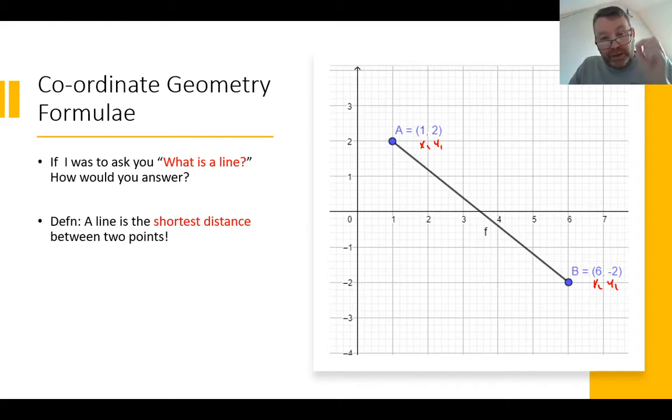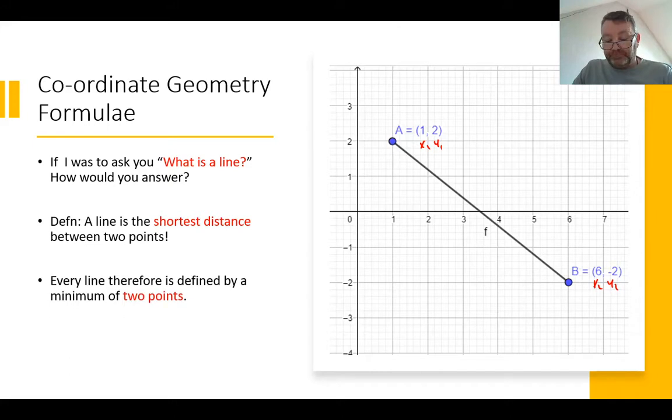Okay, so a line is the shortest distance between 2 points. Every line, therefore, is defined by a minimum of 2 points. You can't define a line by 1 point. Think about that. Because if I gave you a point and said draw a line through that, you could draw an infinite number of lines. But to define one line, you'd have to have that point plus another, which would then not only give you the line segment, but it would also dictate the direction of the line.